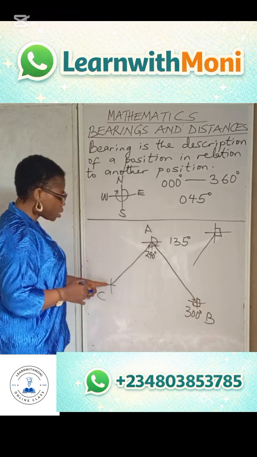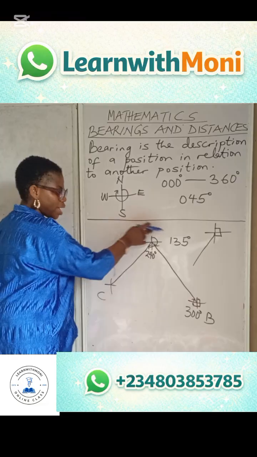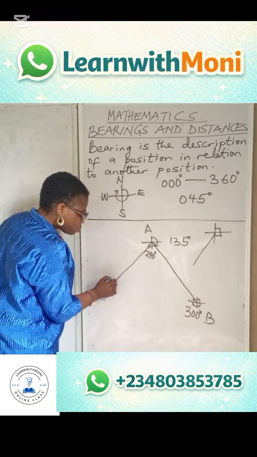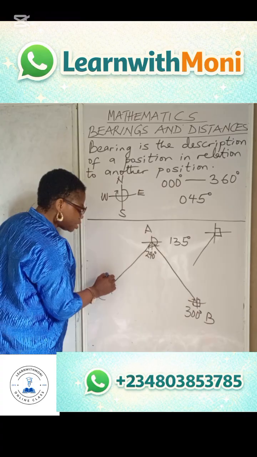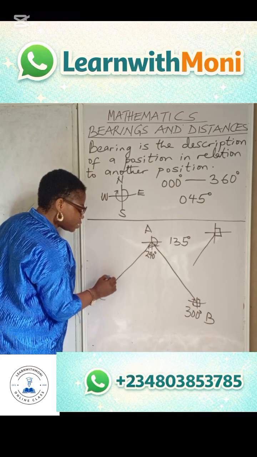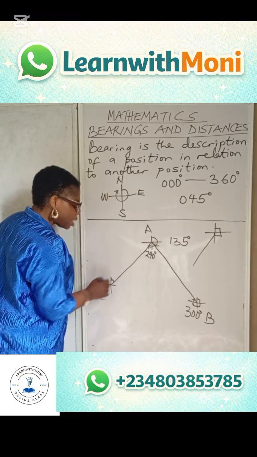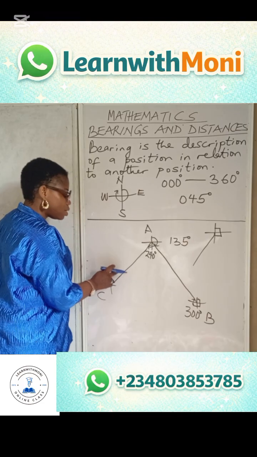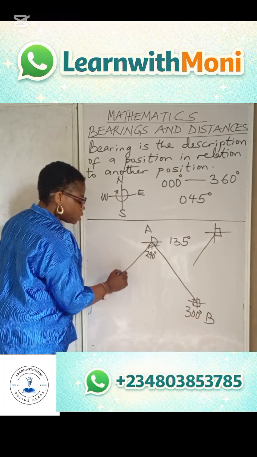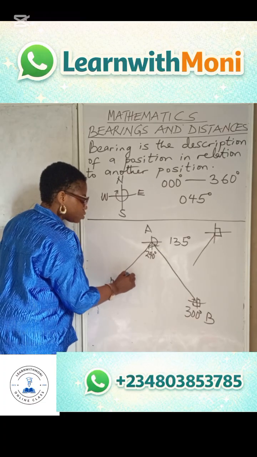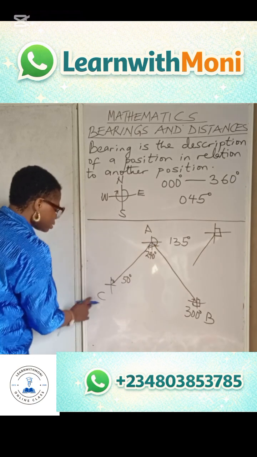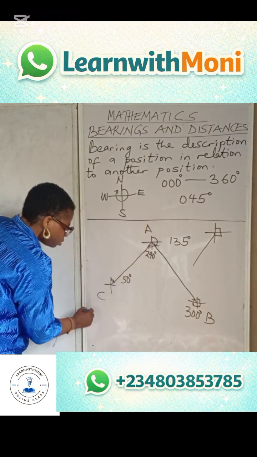The same thing we can do with town A from town C. From town C, reading from the north cardinal at town C, we can see that town A is in the first quadrant, less than 90 degrees. Let me call it 50 degrees. So, describing these bearings, this is what we call bearing.